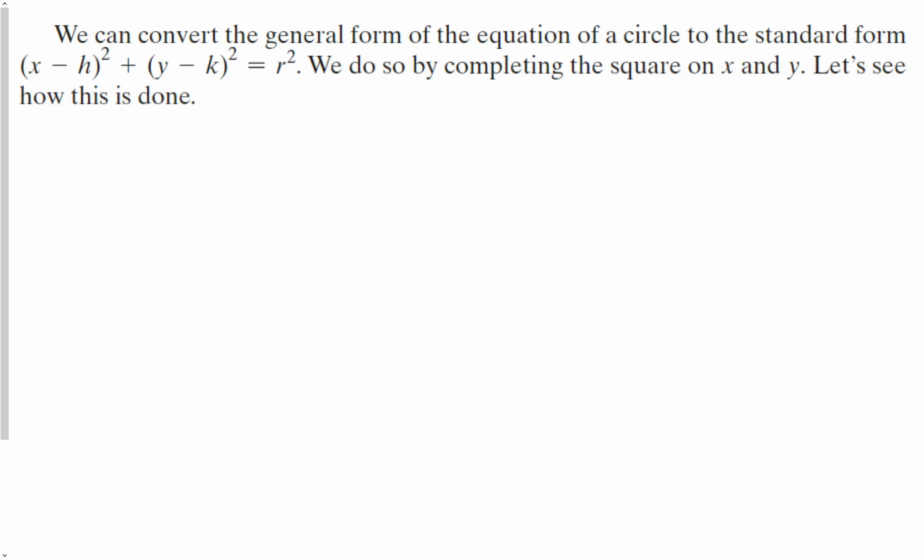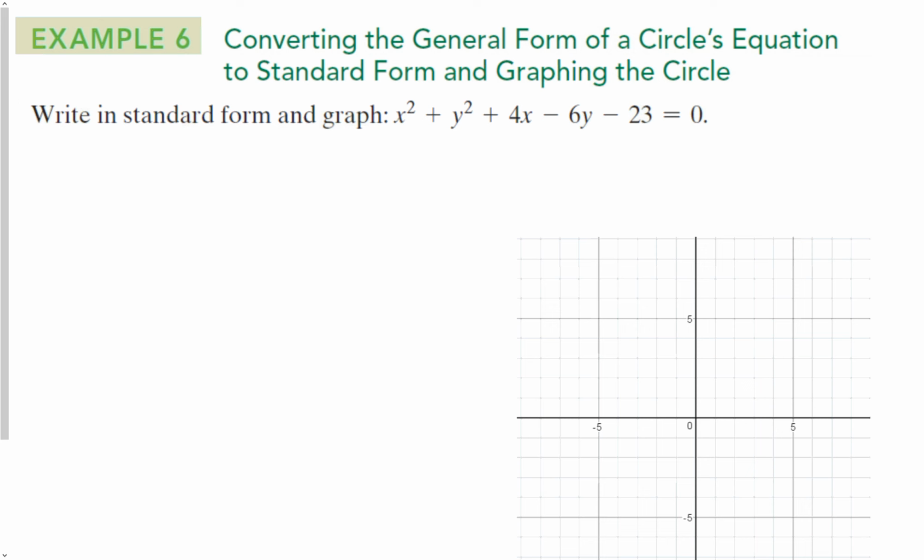Okay? So we can convert general form of a circle's equation to standard form. We do so by completing the square on x and y. So let's see how it's done. So here's the standard form of an equation. Hard to graph that way because numbers like the center and the radius are not obvious when we just look at the equation. So what we want to do is we want to complete the square.